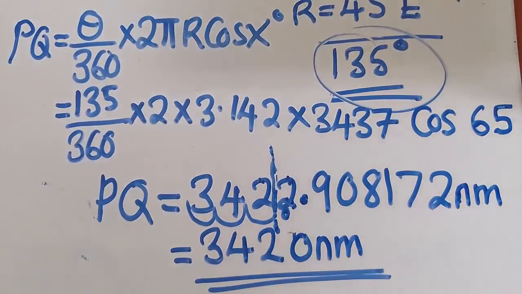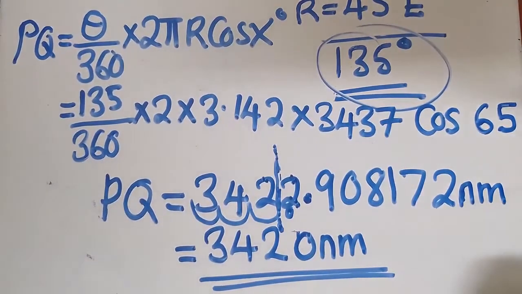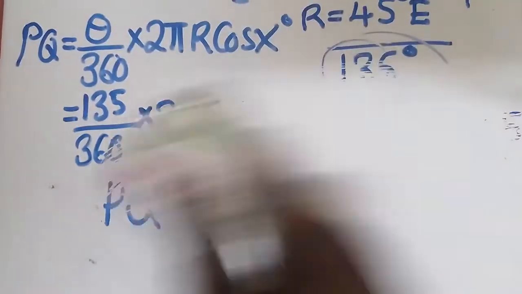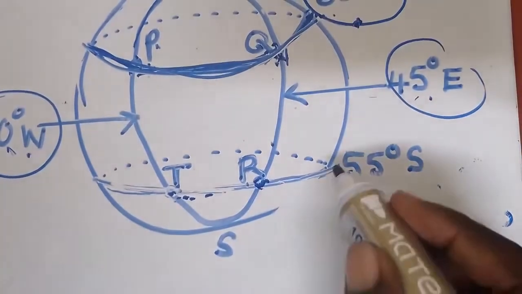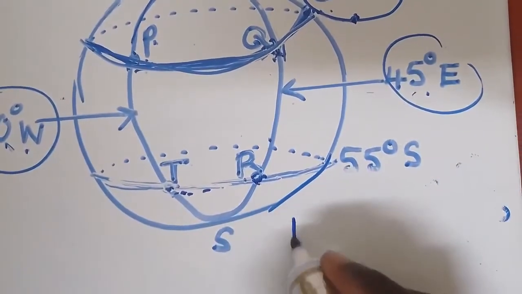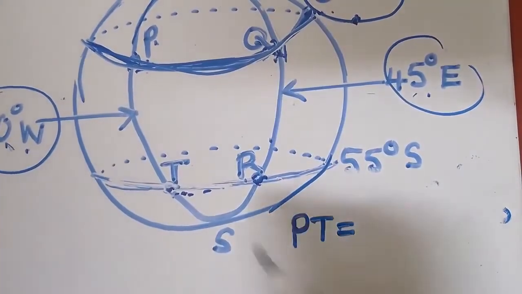Have you seen? This is the answer. Then we move to the other question. The other question was telling us to find what? PT. So we use the same diagram, PT. So you want to find what? PT. You check PT. Where is PT?